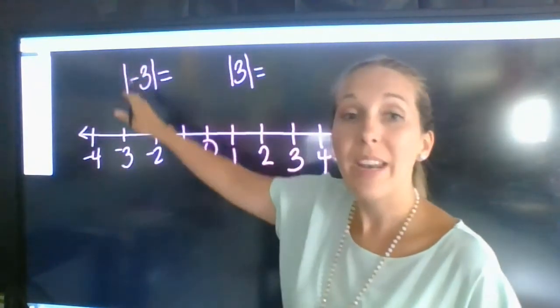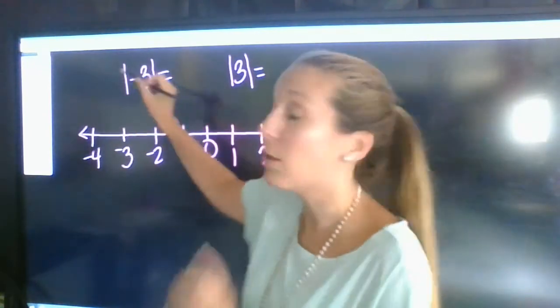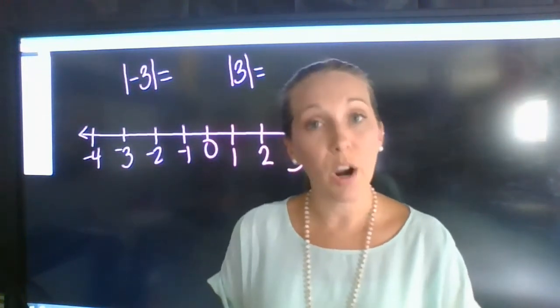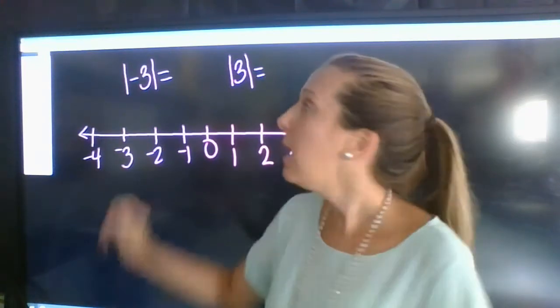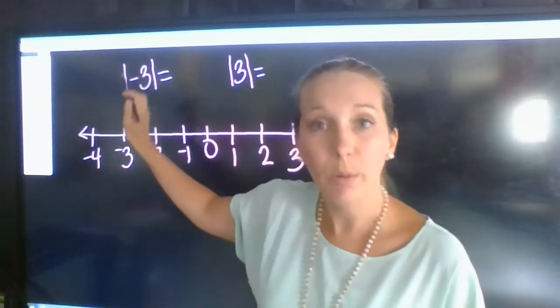First thing, we have a negative inside of this absolute value bar. Now, what that means, these are not parentheses. I have kids every year that get the absolute value bar confused with a parentheses. Not the same thing. This right here just basically means how far is negative 3 from 0.